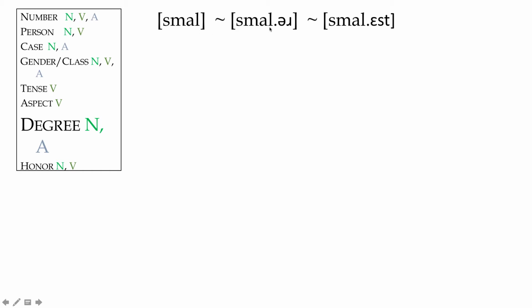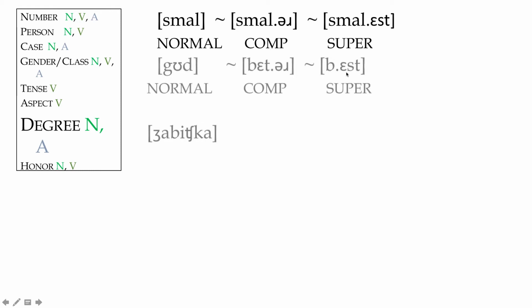So how intense is the smallness? Is it kind of intense? Is it more intense than another thing, or is it the very most intense? Normal, comparative, and superlative degree. We have good, better, best. This is an example of this that has suppletion with the root as part of what's going on, but when we add this -er and this -est ending.